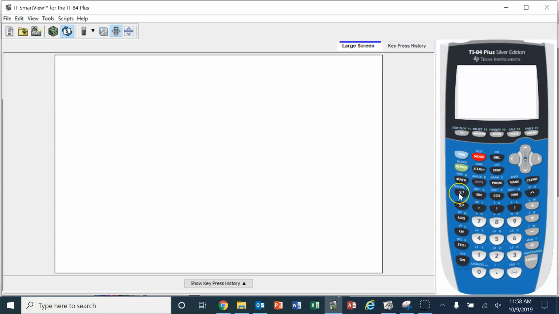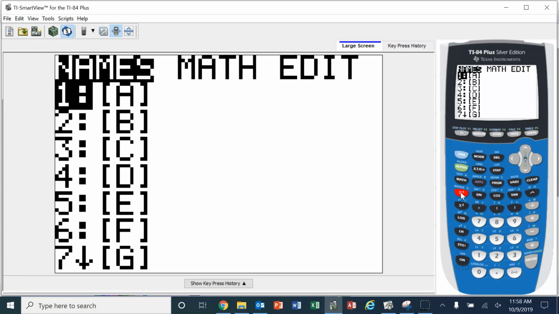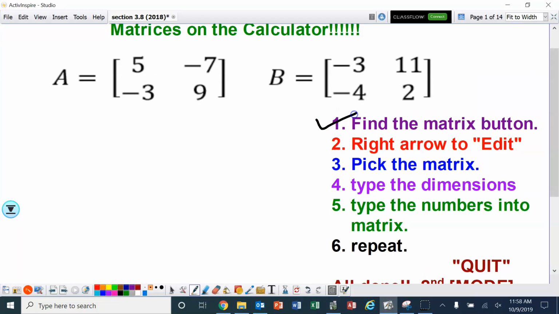All right, so find that matrix button. To open it up with the newer calculator, we hit second and that button, and we're going to see this menu. If you have an older calculator, just hit the button and that should pop up. So that was step one. We found the matrix button.